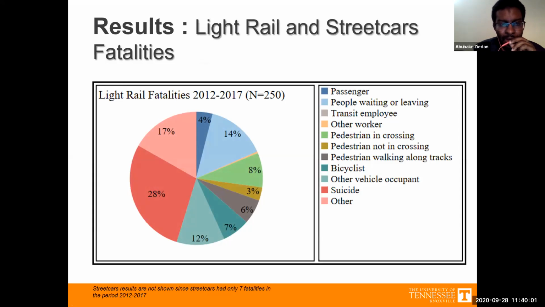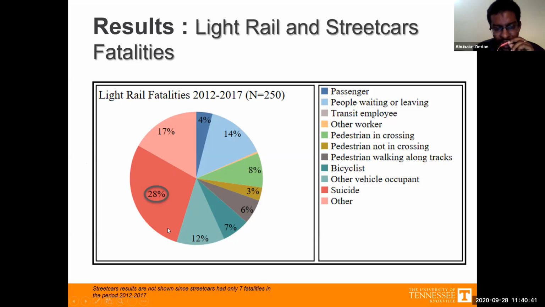Finally, here we will be looking at the light rail and streetcar fatalities. The result shows the light rail fatalities. We see that there were 250 light rail fatalities during the period 2012-2015. And surprisingly, 28% of these fatalities were suicide, which was surprising for us. We didn't expect that almost a third of the fatalities would be suicide.